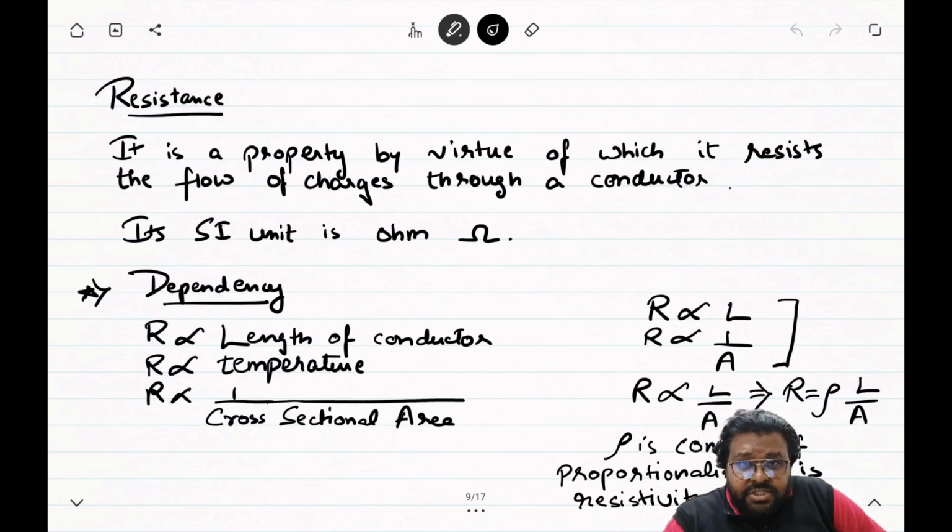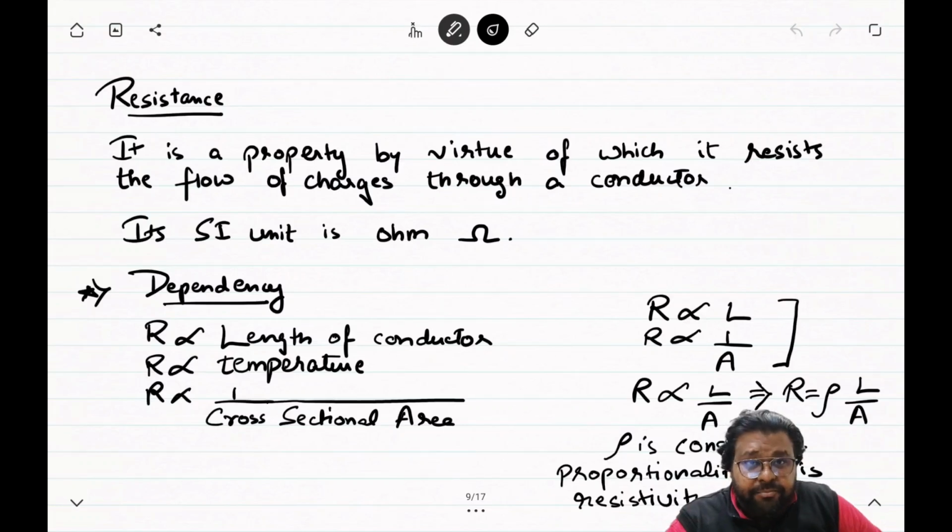Now, the dependency of resistance. In the definition of Ohm's law, I have mentioned that physical factors like temperature remain the same. That means temperature affects resistance at some point. Now that is the dependency of resistance on various factors. So resistance is directly proportional to the length of the conductor. The longer the conductor, the more is the resistance offered.